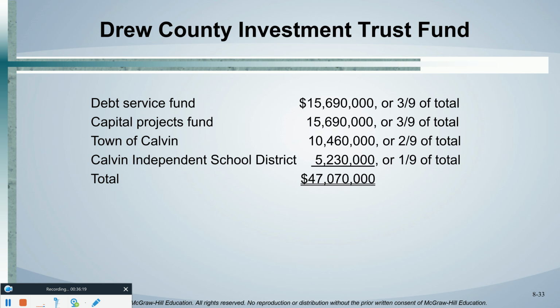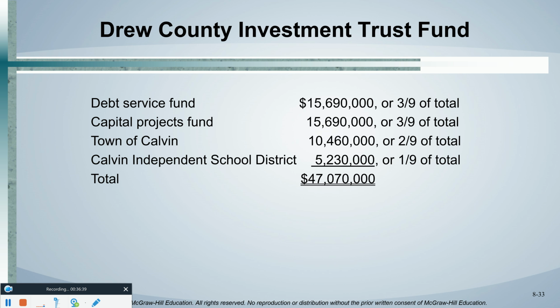Okay, so after all of that, here are the balances. You can see the debt service fund still owns 3/9 of the pool. The capital projects fund still owns 3/9 of the pool. The town of Calvin owns 2/9 of the pool, and the school district still owns 1/9 of the pool.